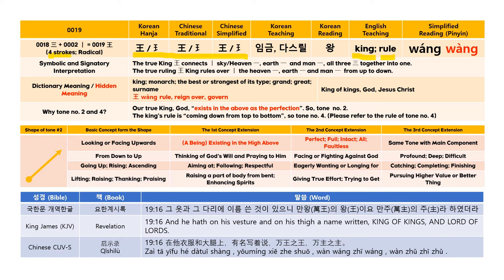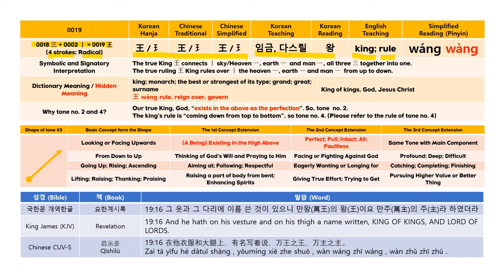Four strokes, one of the radicals. Okay, combination of these two characters. In Korean language, we teach 임금왕, 다스릴왕. 임금 means king, 다스릴 means rule.